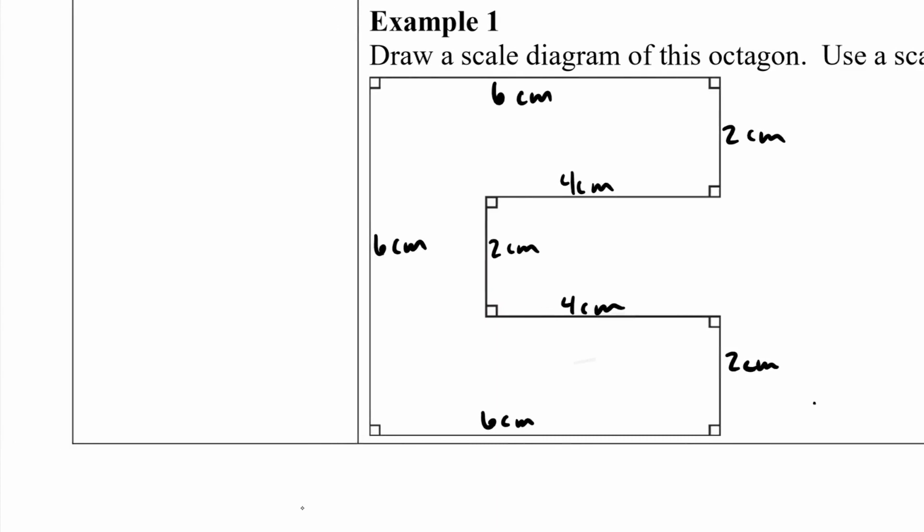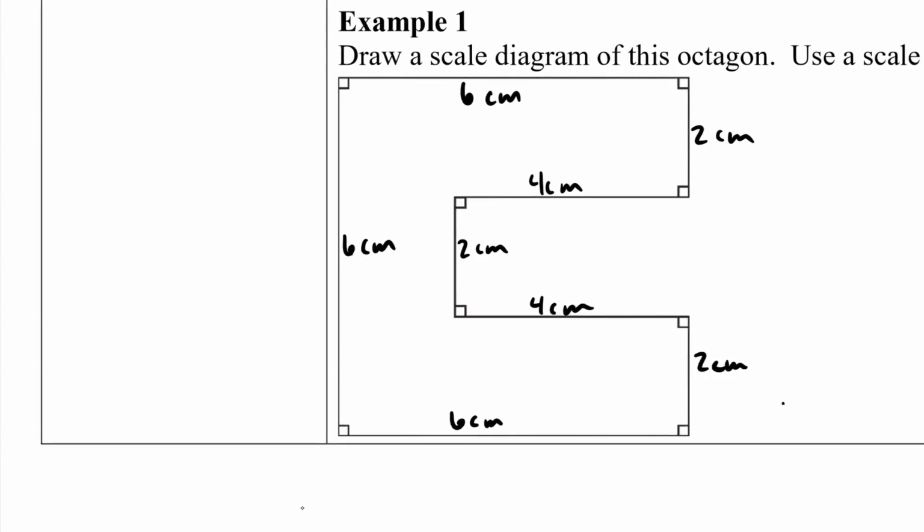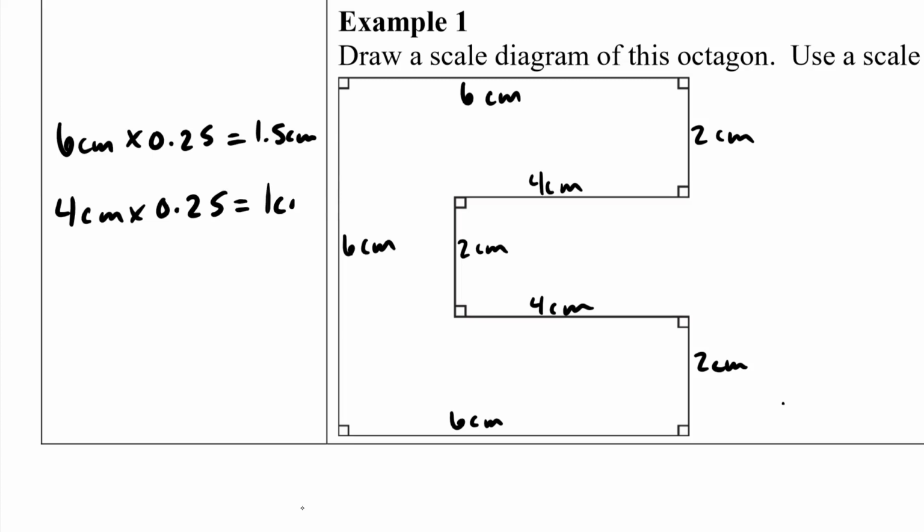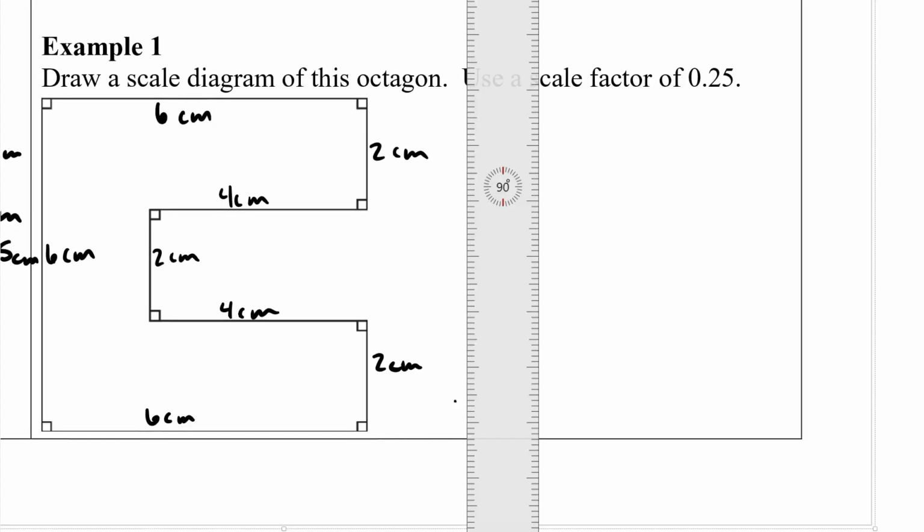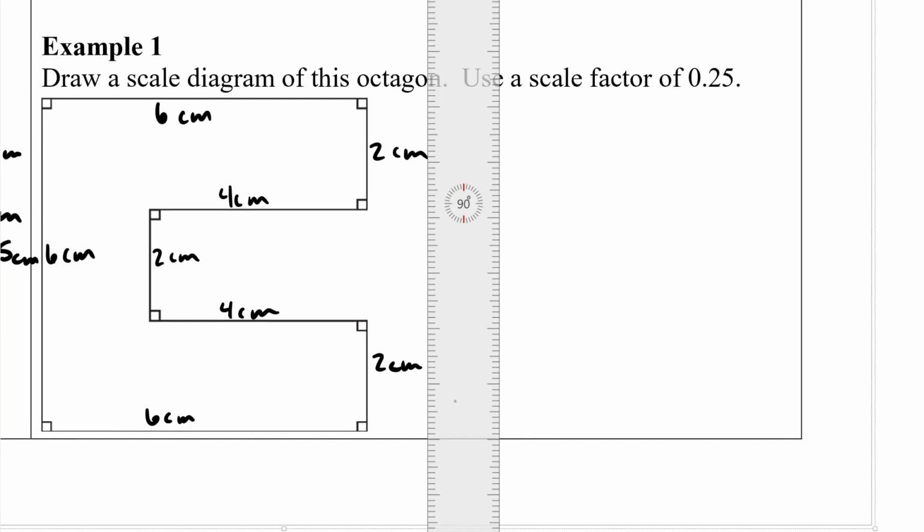So first things first, we need to multiply the original by the scale factor. So for 6 centimeters, we're going to multiply that by 0.25, and we're going to get 1.5 centimeters. We're going to take 4 centimeters, multiply it by 0.25, and we're going to get 1 centimeter. And we're going to say 2 centimeters multiply 0.25 is going to be 0.5 centimeter.